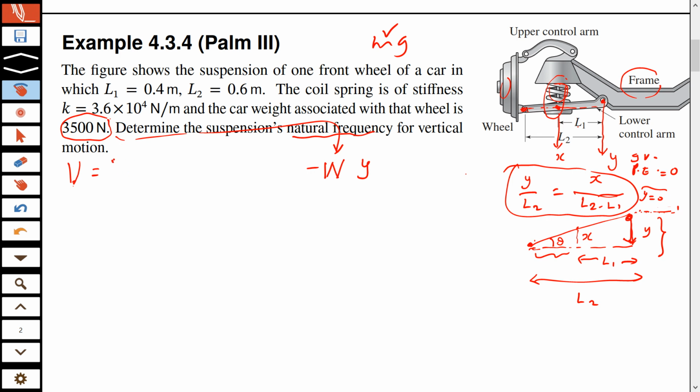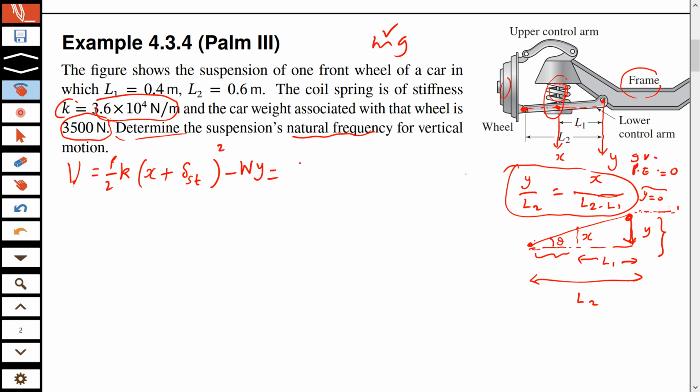And for the spring you will have half k, the value of k is also given, kx squared. And because you have the effect of gravity, you have to include the static deflection as well. So x plus delta st, static deflection, and okay, that is our expression for the potential energy, minus w y.